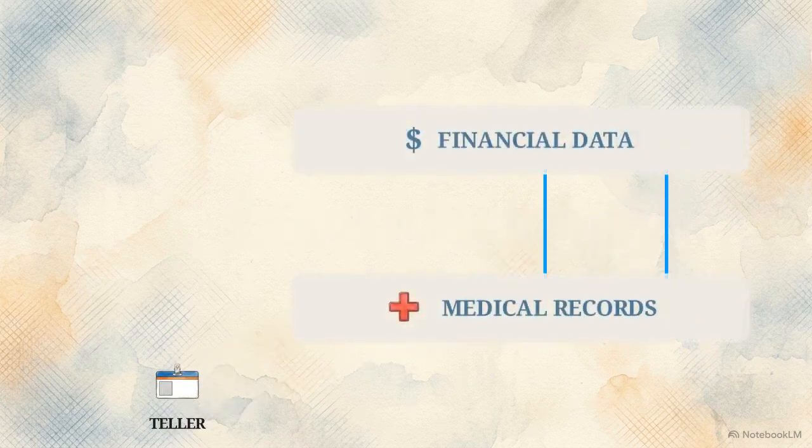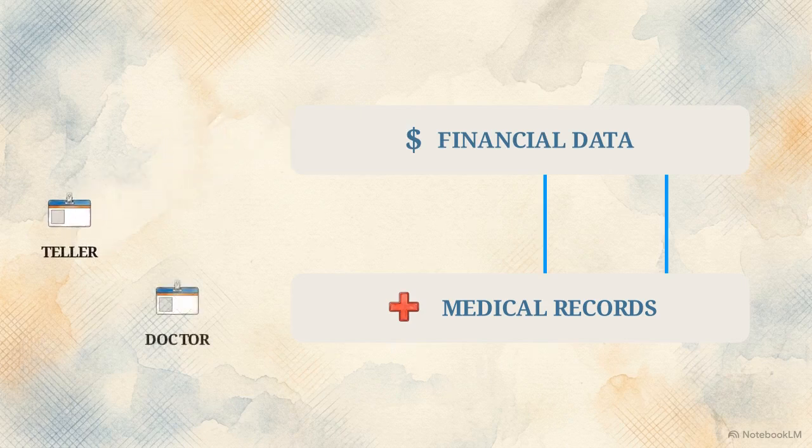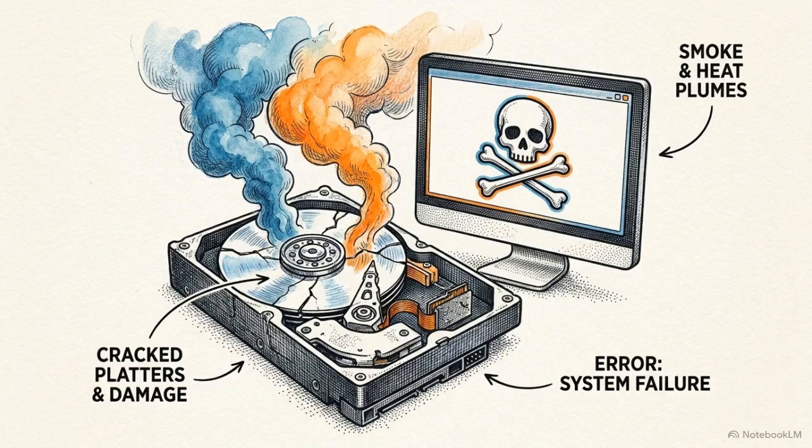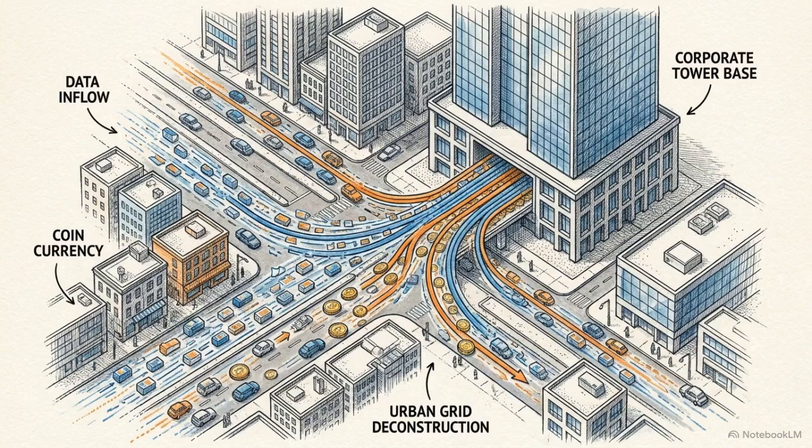A bank teller might need to see your balance to help you, but they don't have a badge that lets them see your private medical records. The system checks who is asking and limits what they can see. Without these protections, a single hardware failure can wipe out years of records, and a leaked password can compromise millions of people at once. How does the system at Bank BRI handle 1 trillion rupiah in a single day?